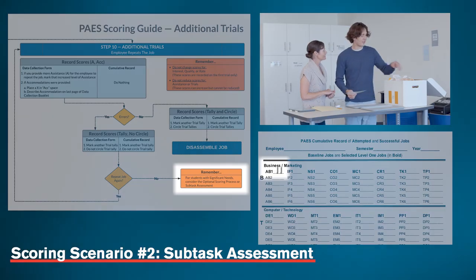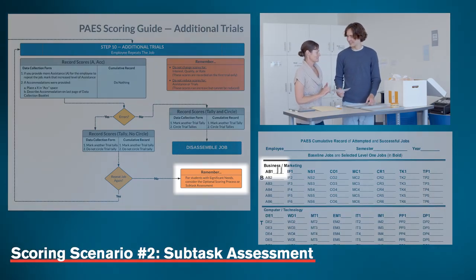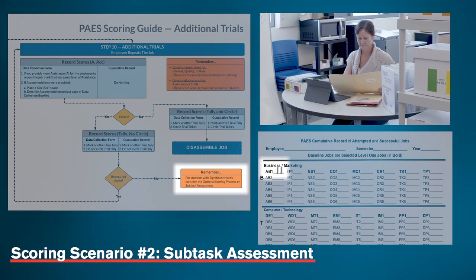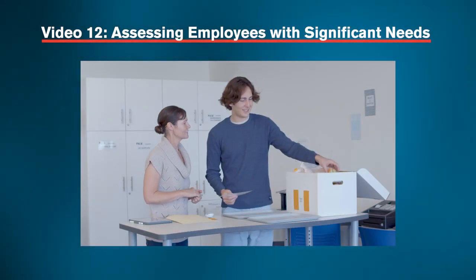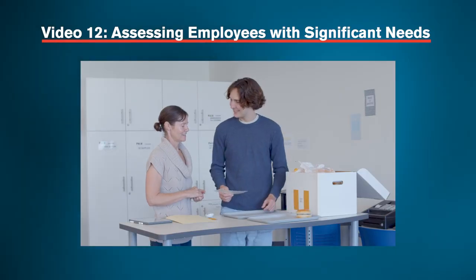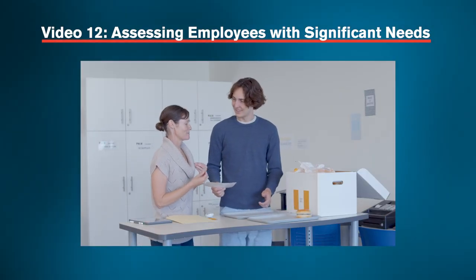Or if you think the employee can perform parts of the job but not the entire job, try the subtask assessment. Otherwise, pick a new job. We will cover the optional scoring process and the subtask assessment in video 12, assessing employees with significant needs.